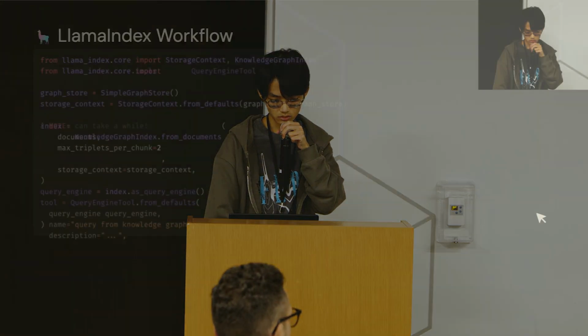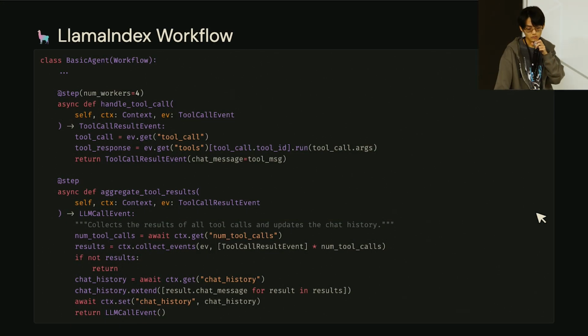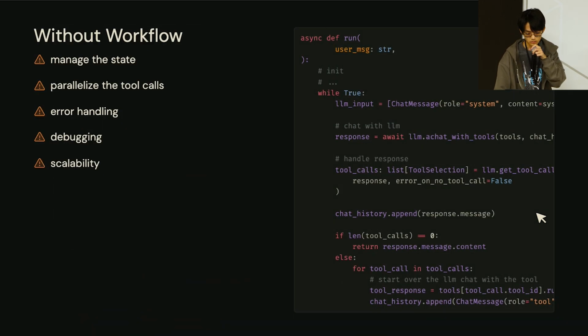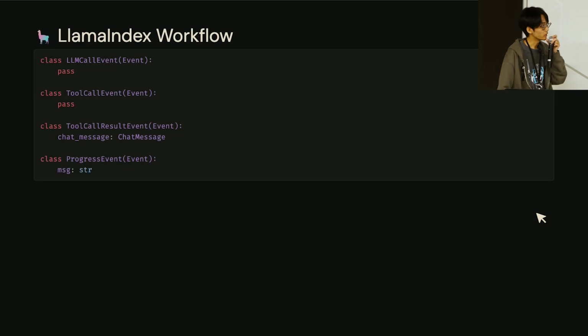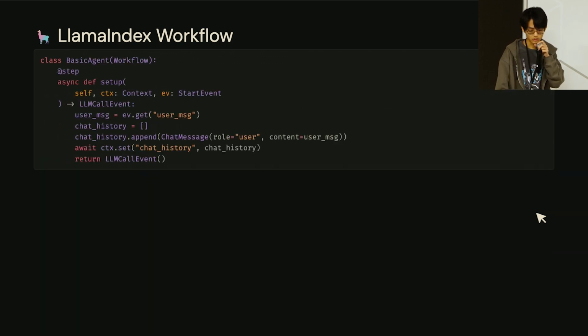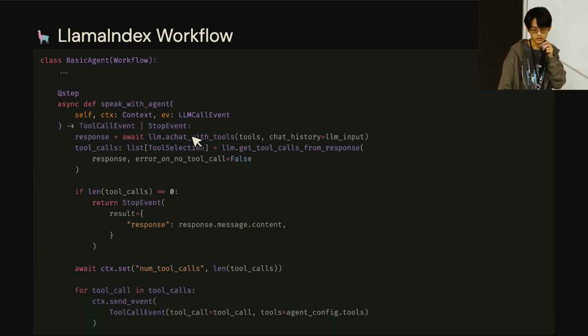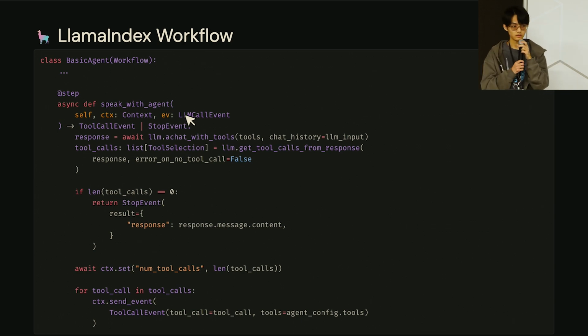I think for each step, let me show, for example, this step. Basically, you define the events at the top level, and we also have a start and stop event. We use type annotation here to check: for example, if we have a start event and you return a call event, then it will check which step accepts that event, and then run that step. That's basically the logic.